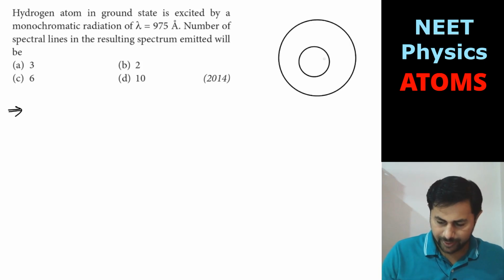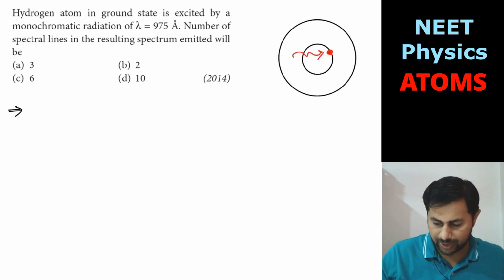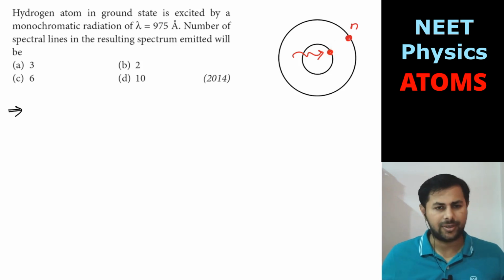Okay, and then this is the electron. Now a photon strikes this electron, so it goes from this ground state to some nth state. Suppose it goes till here, nth state. Ground state to nth state.